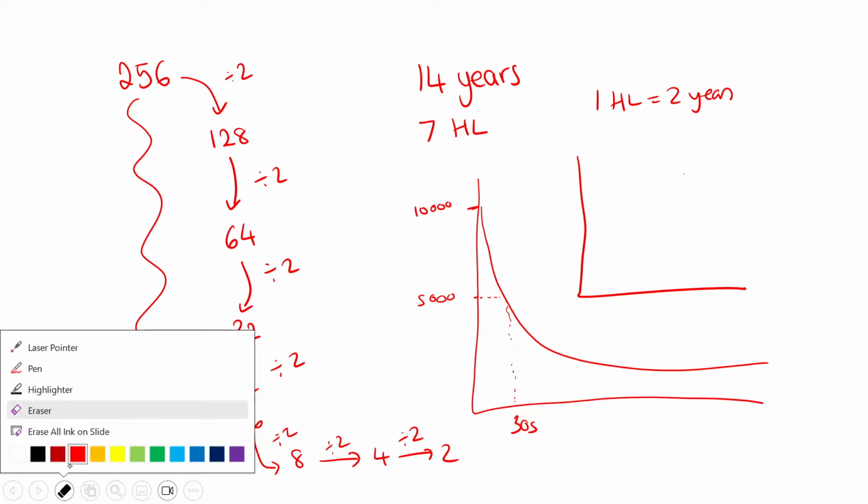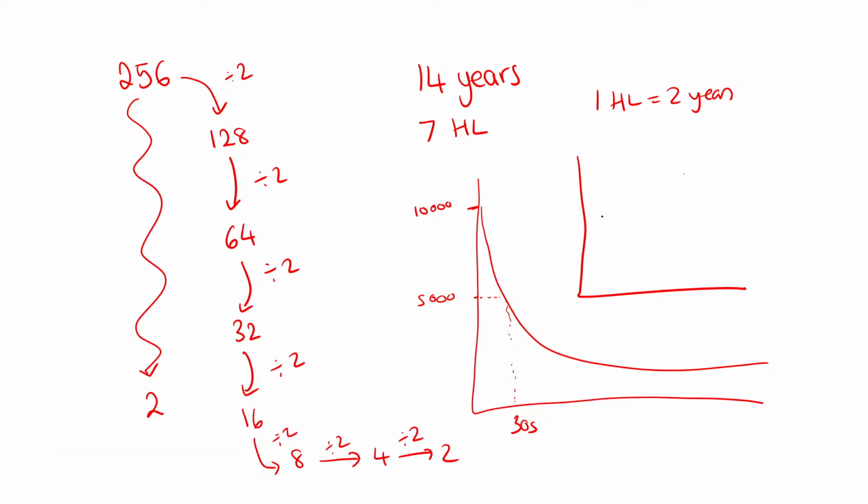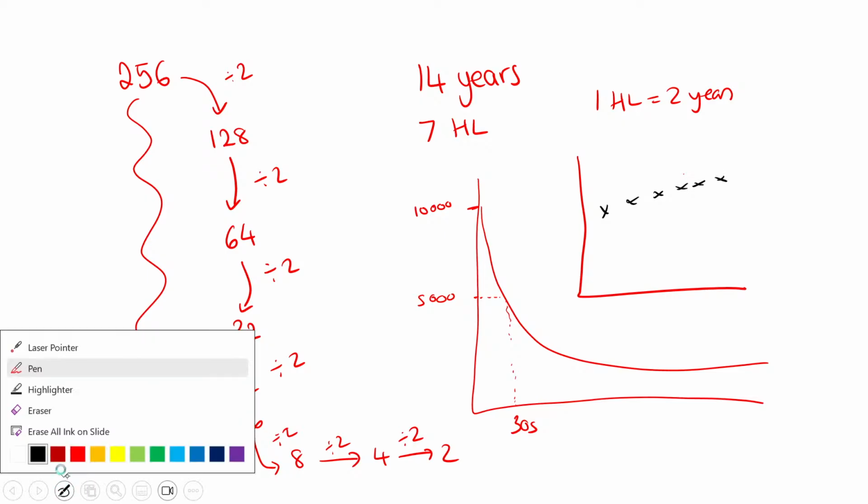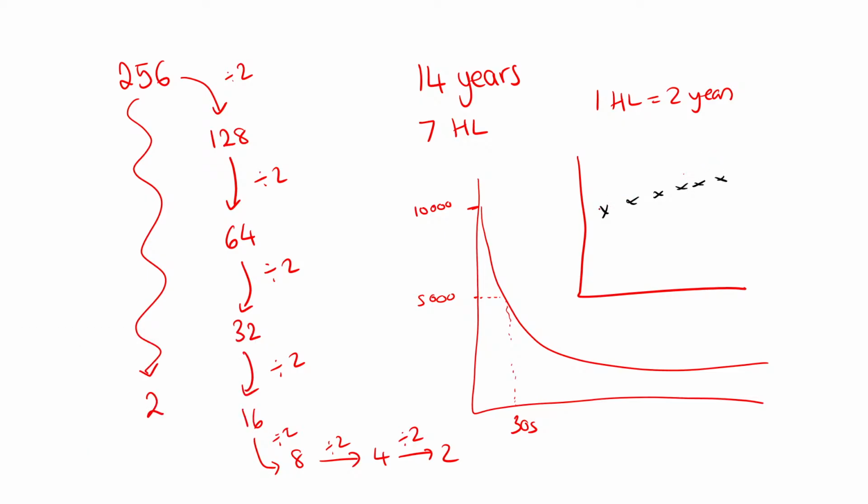So if we had some data that went like that, our line of best fit should go like that. If it went like that, that would be okay. What it definitely can't do is go like that. Obviously, that's a very extreme example, but I've seen people do things like that.